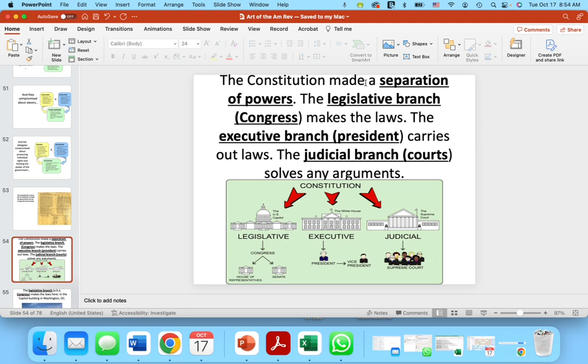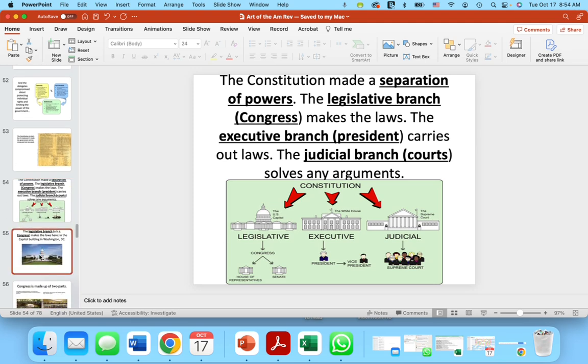Please remember the founding fathers did a separation of powers because they suspected power. They didn't trust power. They believed that power ruins people. So they separated power and broke it up. The legislative branch, that is Congress, the Senate and the House, they make the laws. The executive branch, run by the president, they enforce the laws. And the judicial branch, those are the courts, they interpret the laws and solve disputes.